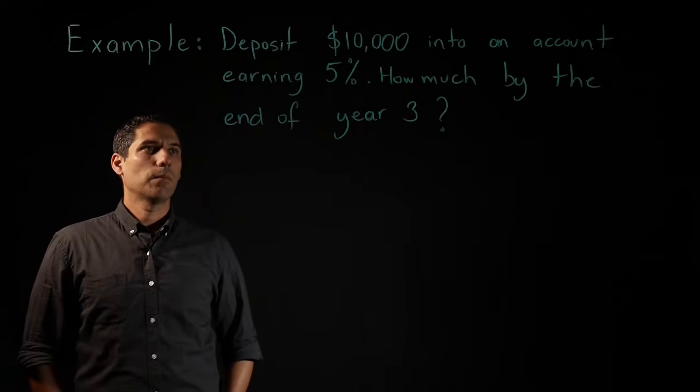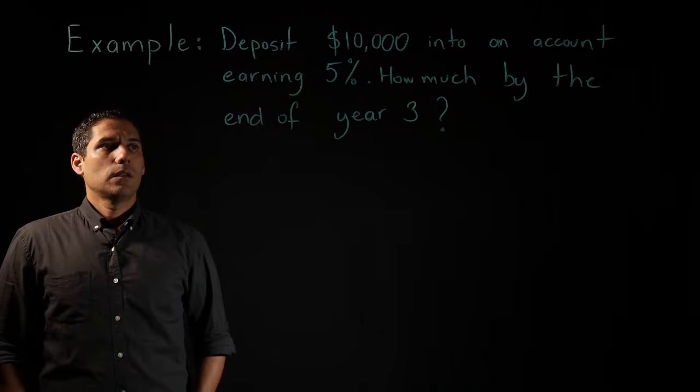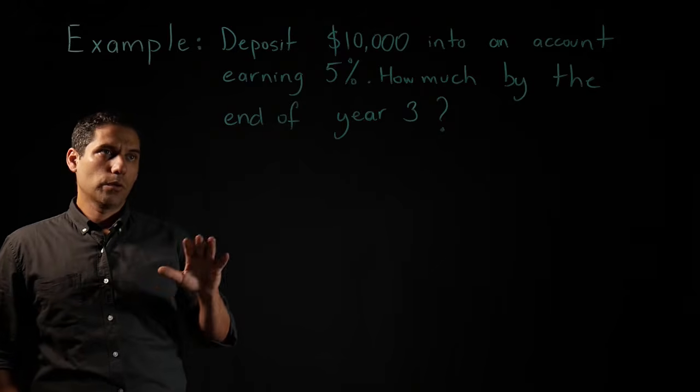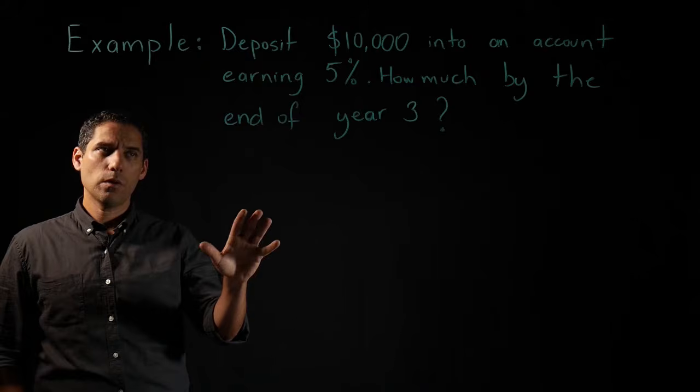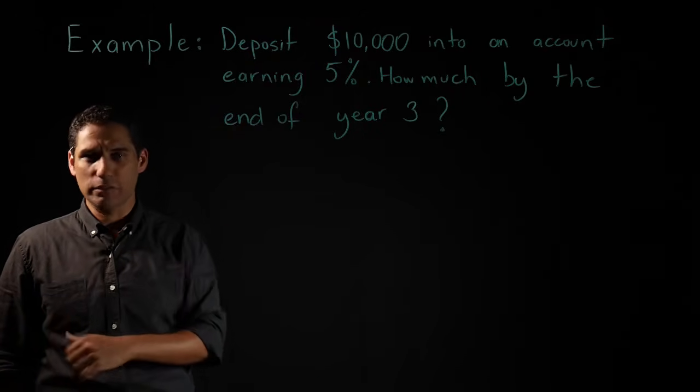Okay, let's look at an example now. When you're reading a time value of money problem, it's very important to think about all the information given to you and to understand what exactly is being asked, because that's what's going to dictate the equation you will eventually use.